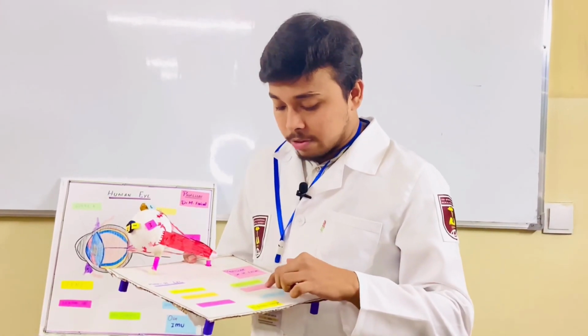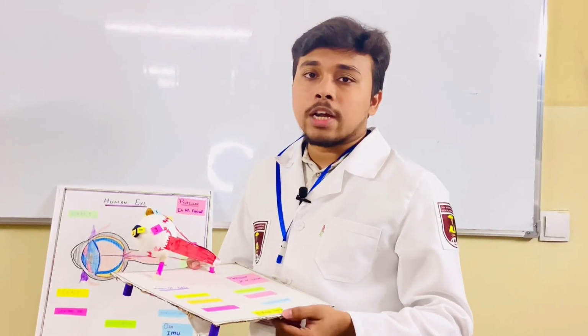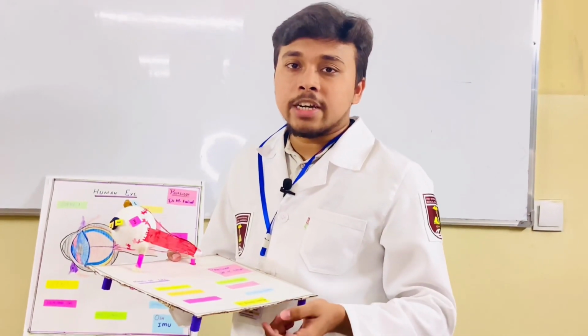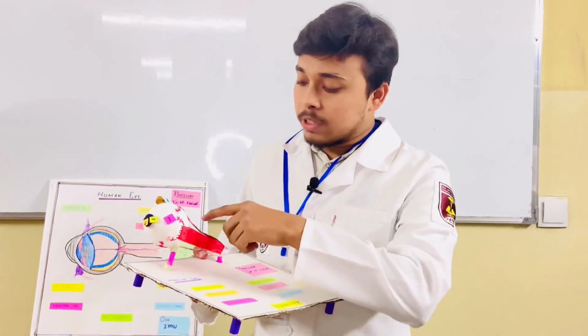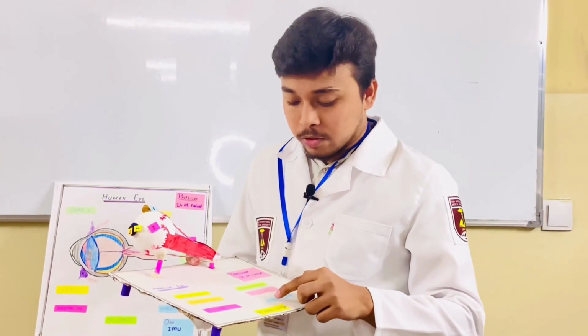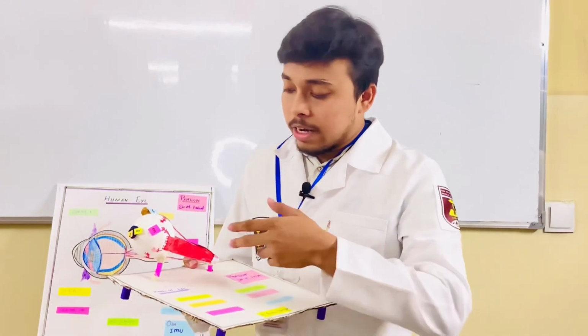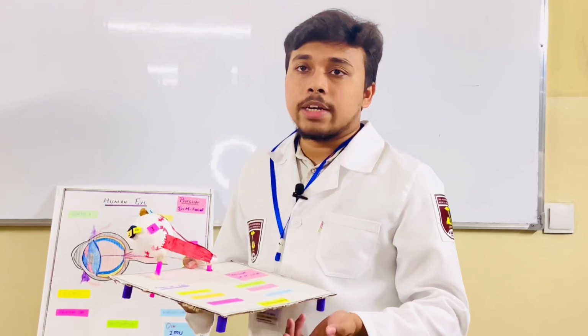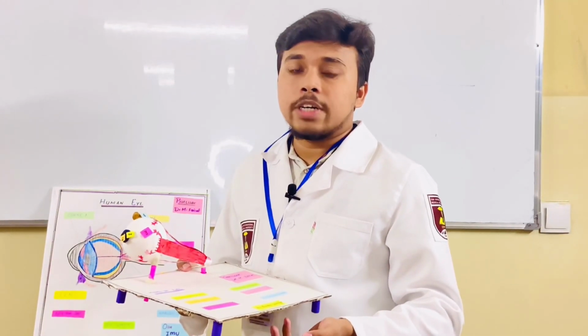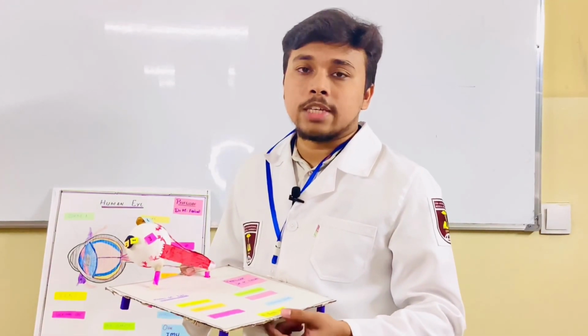Number 5, we have circle of Zinn. It is also known as a papillary artery. It provides a blood supply to the optic nerve. And last one, we have lacrimal gland. Lacrimal gland produces the tears in the eye. On the surface of the eye, it is a watery fluid, and that's also known as tears.